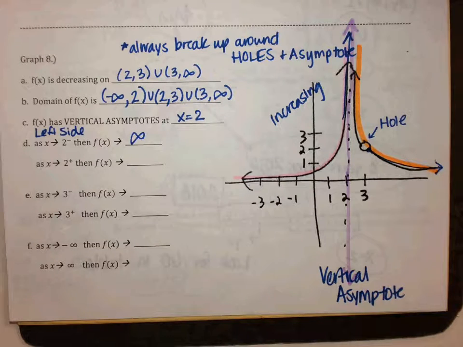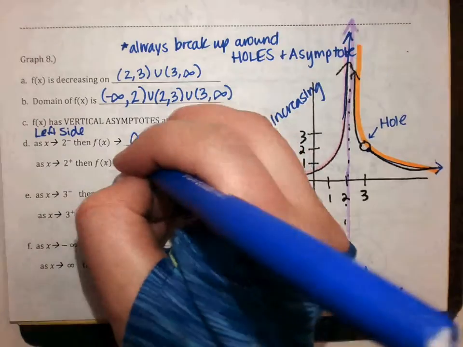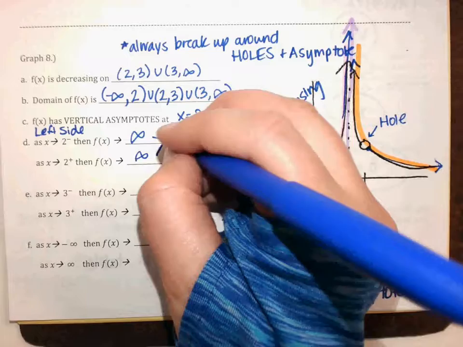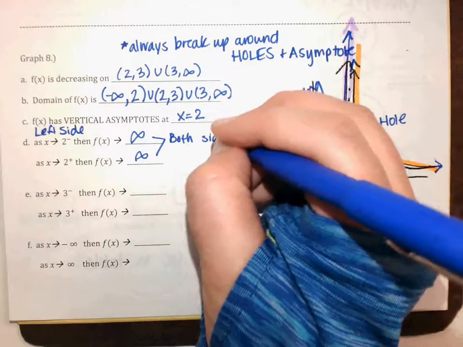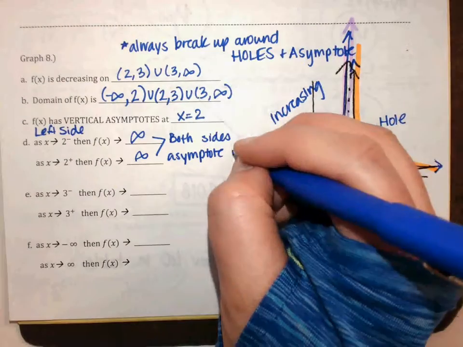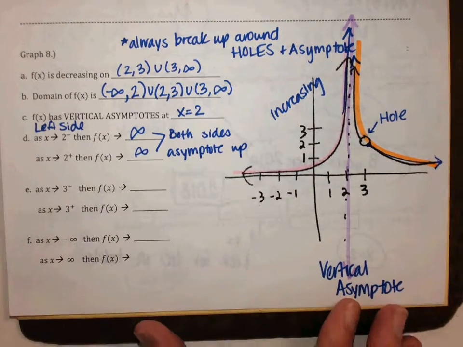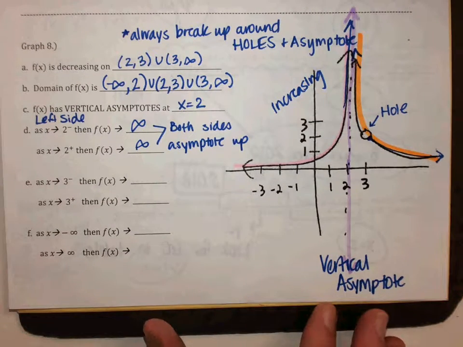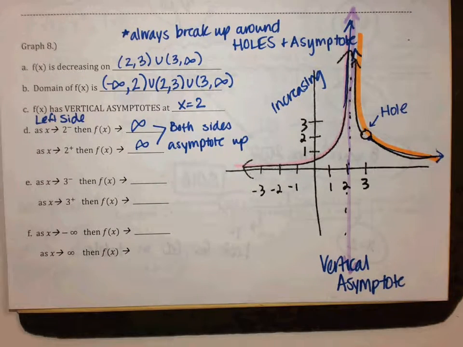Okay, now look on the right side. So instead of coming up on the pink side, I want to come on the orange side towards the line. Which way is that side going? Up as well, so it will also be infinity. So both sides asymptote up. What if one side had gone down? What would you put? Negative infinity. Very good.